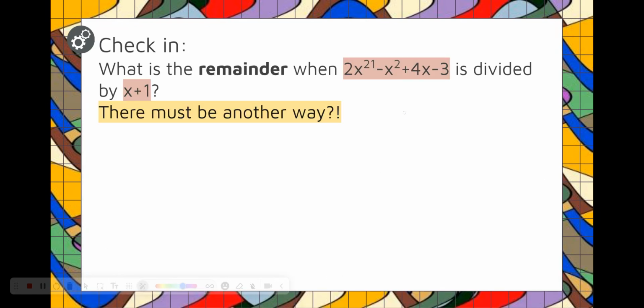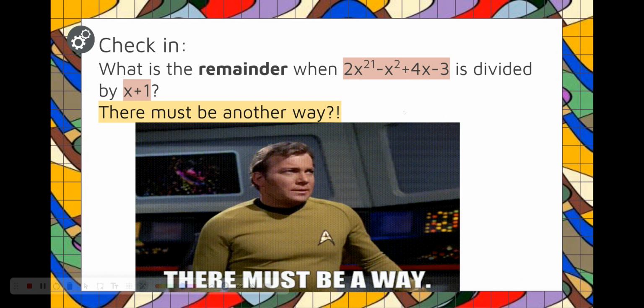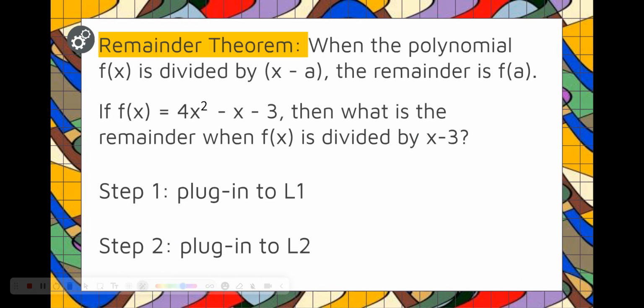Now, let me tell you about this one. Same question, but there must be another way, an easier way. The reason why Mrs. Capacia is your teacher is because I'm always finding the easiest way to solve math equations. See? There must be a way. Alright, let's begin. Given the same problem earlier, what I will show you is the remainder theorem. What is the remainder theorem? When the polynomial f of x is divided by x minus a, the remainder will always be f of a.